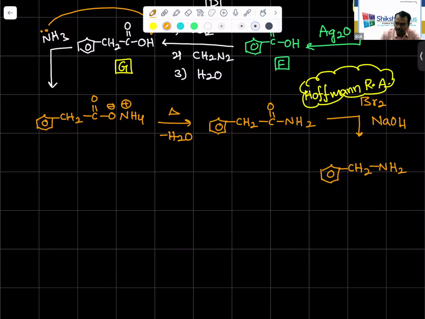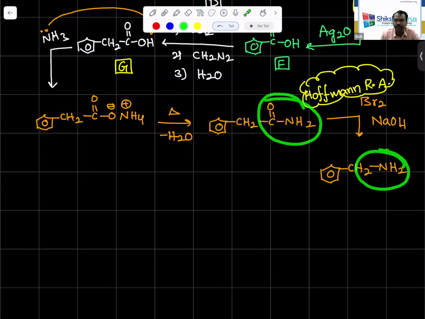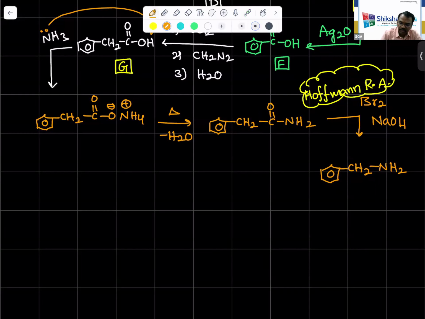Now observe the change. What is happening here? Here it is an amide functional group, but it is changed to an amine. Here, this C double bond O group is removed. Here there is no C double bond O group. One carbon atom is lost. Therefore, it is called a chain degradation reaction. What happened here? Just observe it very clearly. Here, the C double bond O group takes part in elimination. We are getting a primary amine.